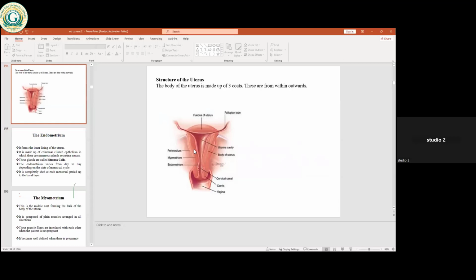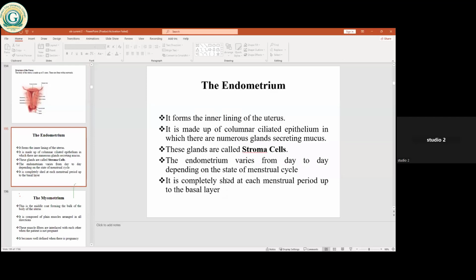We have circular muscles. We have longitudinal muscles. And we have another type of muscle we call crisscross muscle, which crisscrosses in a way that it even forms a structure similar to eight. So we call it figure of eight. Its function is to arrest bleeding after delivery. So the muscle layer of the uterus is myometrium.